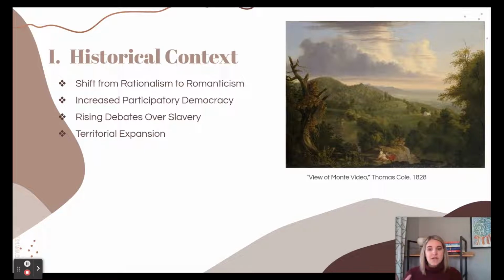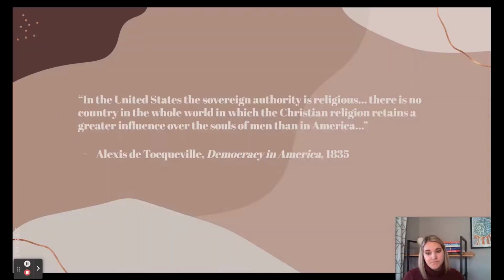Things that we've talked about prior to this lesson is that we are seeing a shift from rationalism, ideas of logic, and that there is reason involved in things. That's during the Enlightenment period. We are shifting to the Romantic period, where there's a stronger focus on emotions and feelings, and we see that reflected in art. We also see, especially during the Jackson era, an increased participatory democracy. So there's a greater emphasis on equality and the common person becoming involved in society in a more important way. We see debates over slavery significantly increasing as the nation grows, both geographically and in population.